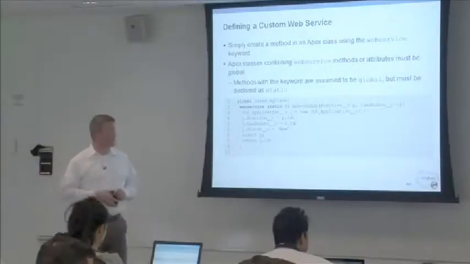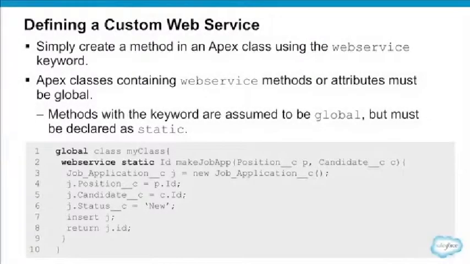All right, the way that this works is that we use the web service keyword. What you do is you are going to create a global class. So this is one of our use cases for global. You'd create a global class. You would then create a method. The method would need to be static.